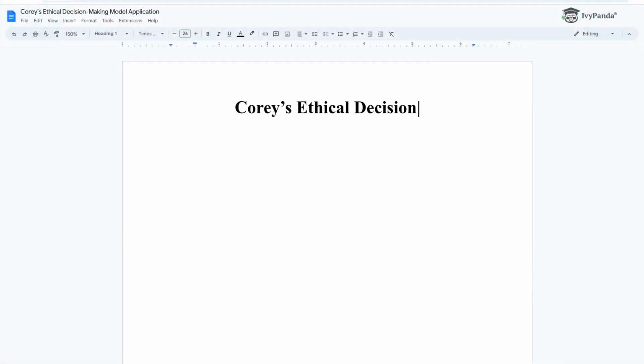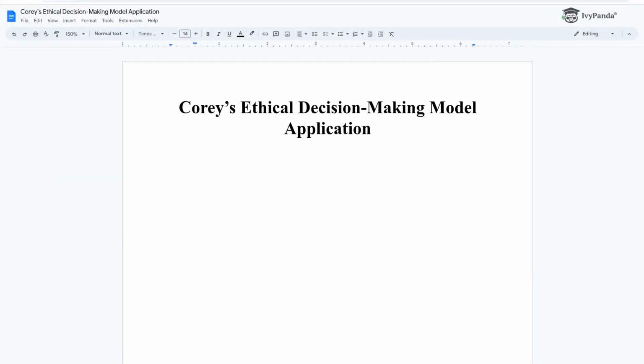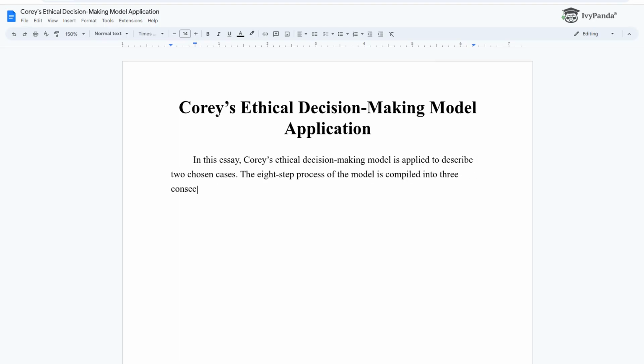Corey's ethical decision-making model application. In this essay, Corey's ethical decision-making model is applied to describe two chosen cases. The 8-step process of the model is compiled into 3 consecutive stages: problem description and identification, legal information and advice collection, and decision on the course of action.